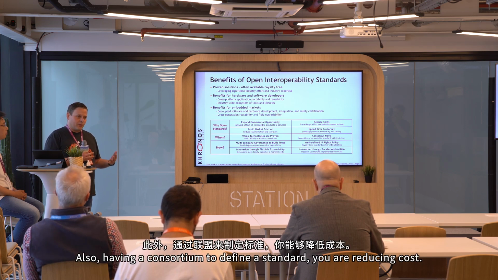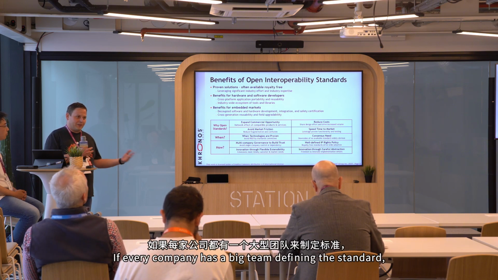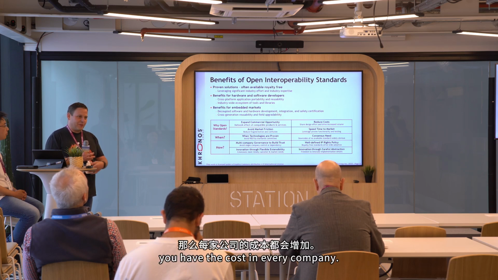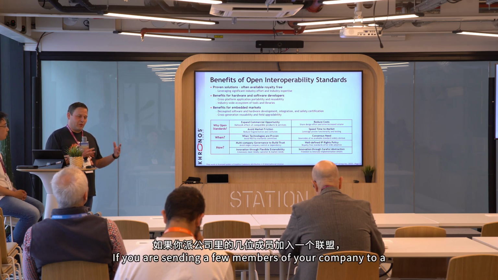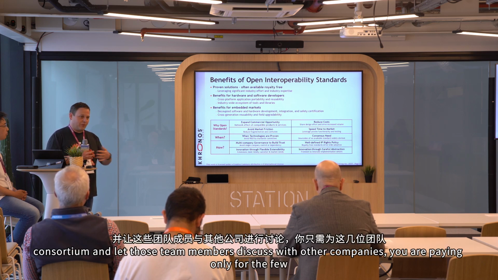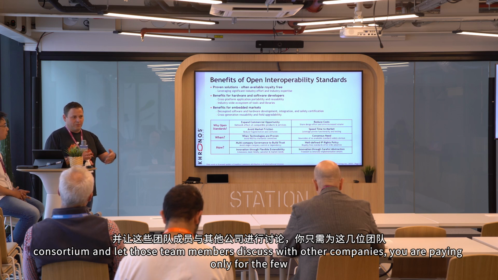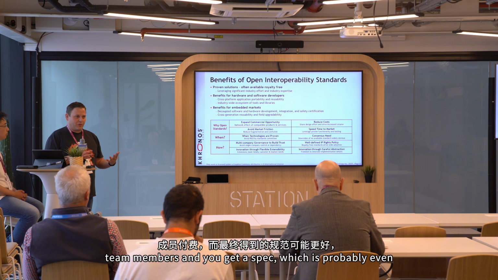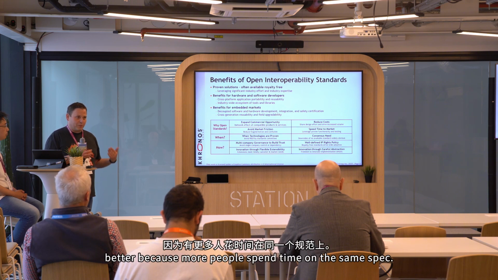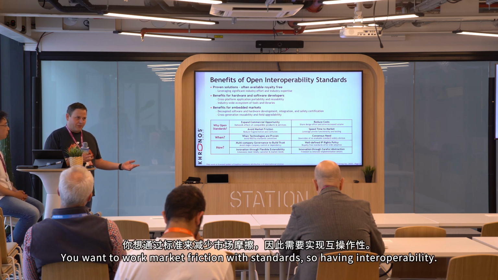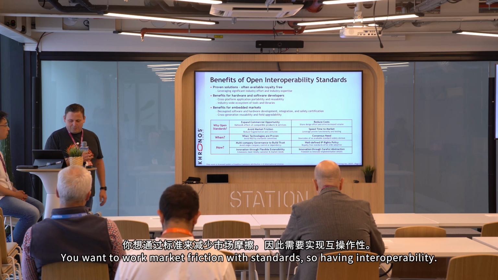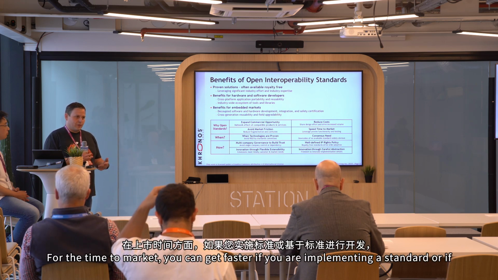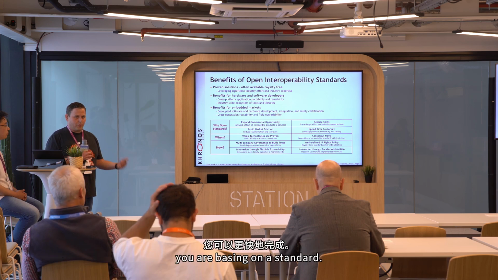Also, having a consortium define a standard reduces cost. If every company has a big team defining the standard, you have the cost in every company. If you send a few members of your company to a consortium and let those team members discuss with other companies, you're paying only for the few team members, and you get a spec which is probably even better because more people spend time on the single spec. You also want to avoid market friction with standards, so you have interoperability. For the time to market, you can get faster if you're basing on a standard.